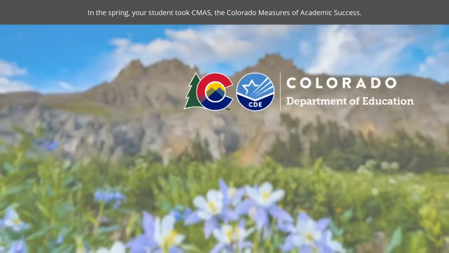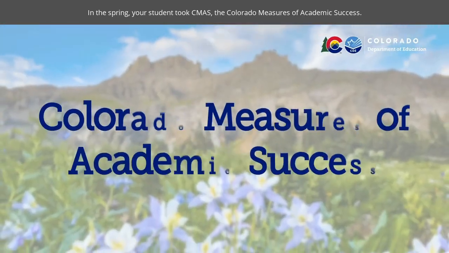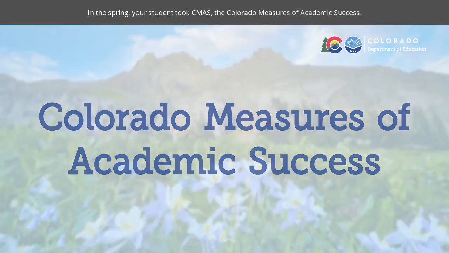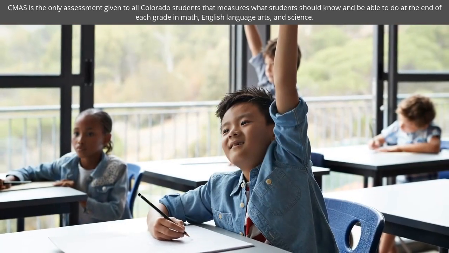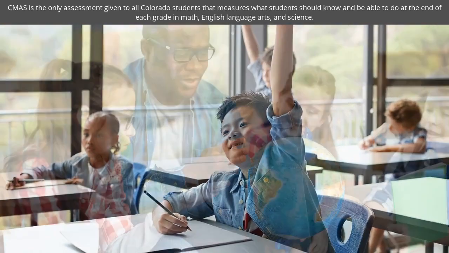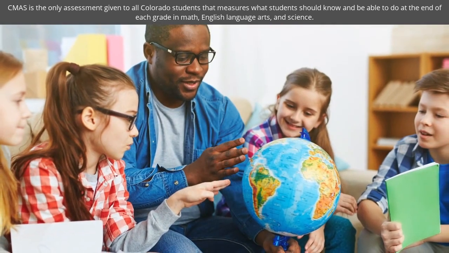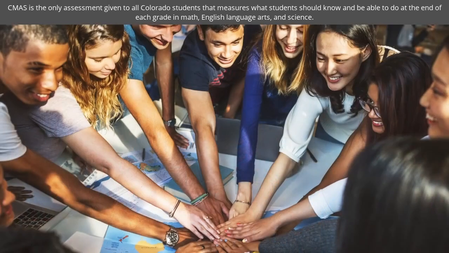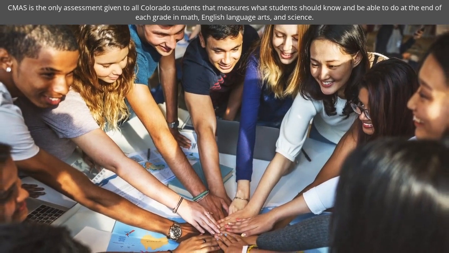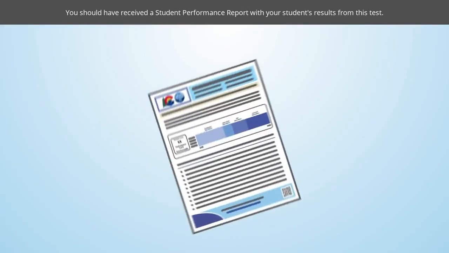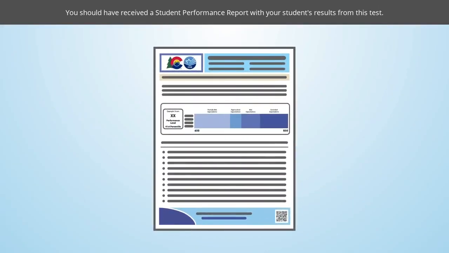In the spring, your student took CMAS, the Colorado Measures of Academic Success. CMAS is the only assessment given to all Colorado students that measures what students should know and be able to do at the end of each grade in math, English language arts, and science. You should have received a student performance report with your student's results from this test. This video will walk you through some of the key parts of this report.